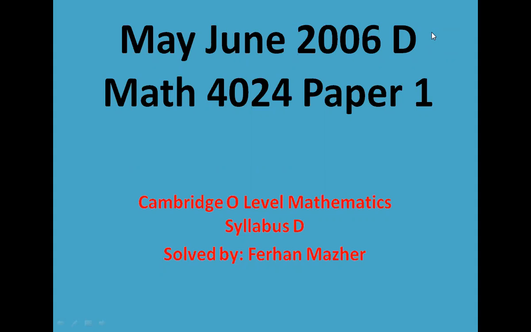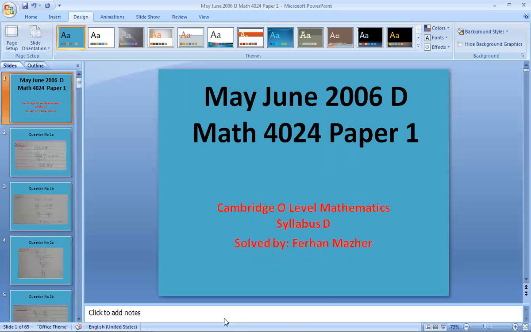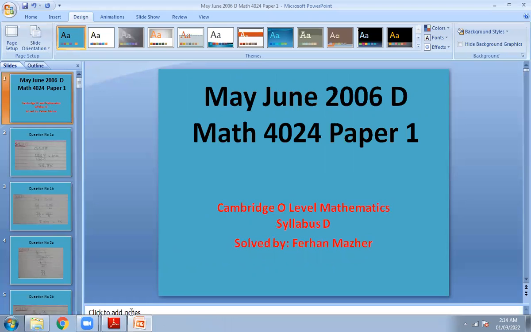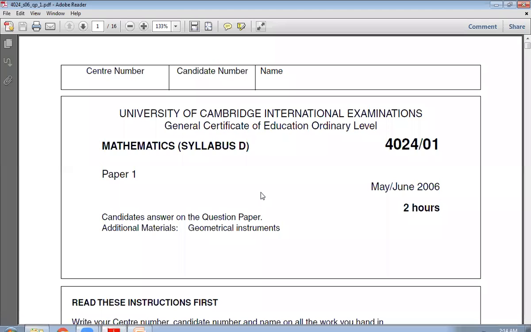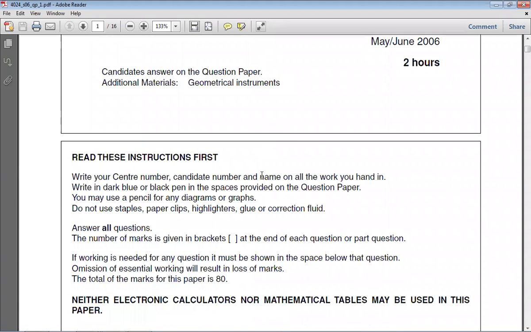Today, we have set our hearts to solve a paper 1, and we have selected May June 2006 paper 1. This is Cambridge O Levels Mathematics Syllabus D. So let's start this paper. May, June 2006, paper 1.